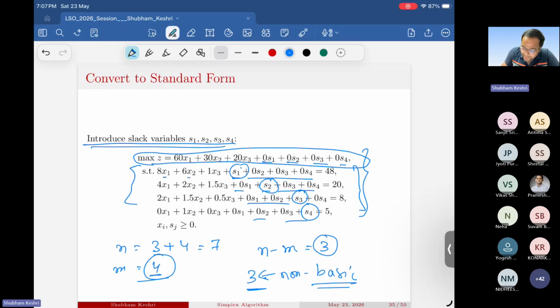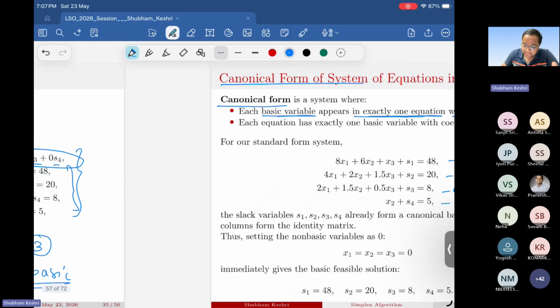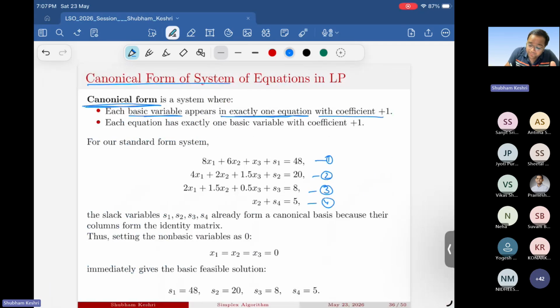Now, if we put x1, x2, x3 as 0, our basic variables will be S1, S2, S3, and S4. Is it clear? So a canonical form is that form where the basic variable appears in exactly one equation. You see, S1 is a basic variable appearing only in the first equation and no other equation. S2 is a basic variable appearing in the second equation with a coefficient of 1. Similarly for S3 and S4.